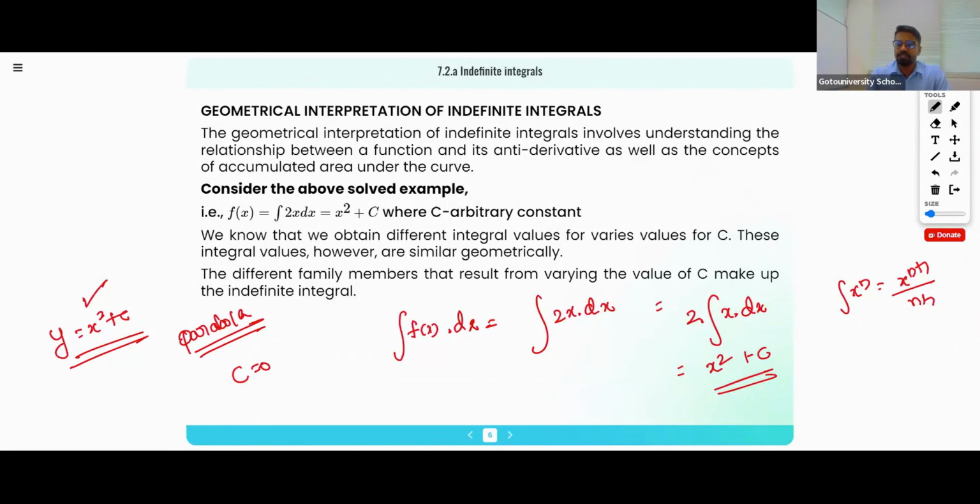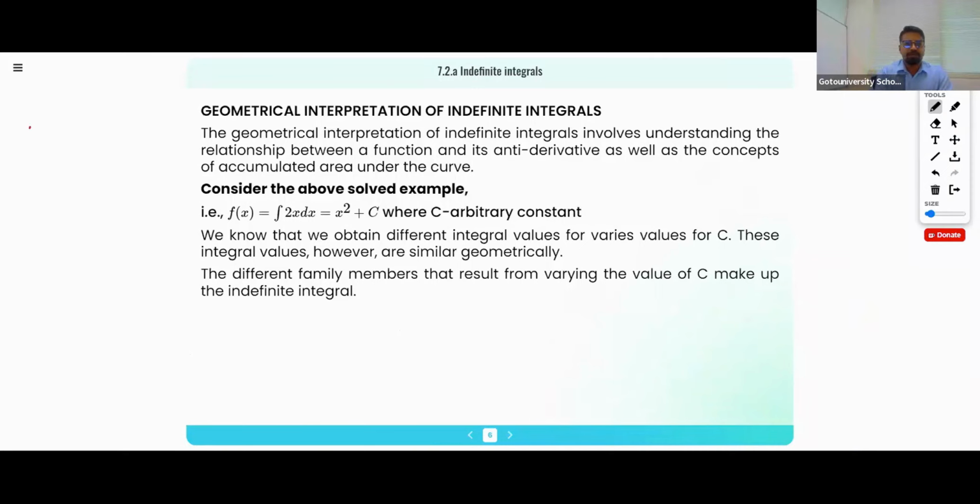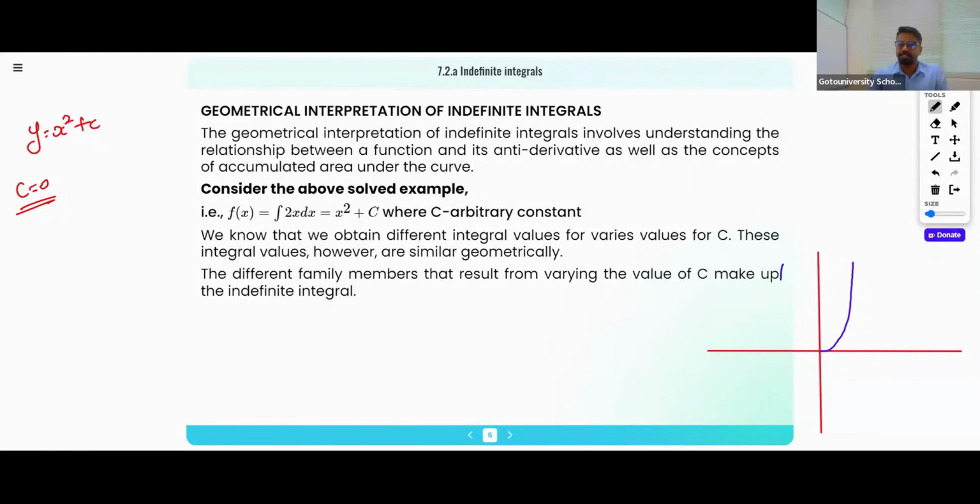Let me erase this. If c is equal to 0, the integral we have got is y is equal to x square plus c. Let me show that in the graph. It might look like a parabola whose vertex is at the origin, right? Suppose c is not equal to 0. If c is equal to 1, what happens? It's a parabola passing through 0, 1. If c is equal to 2, it is a parabola going through 0, 2, and it keeps changing its position.